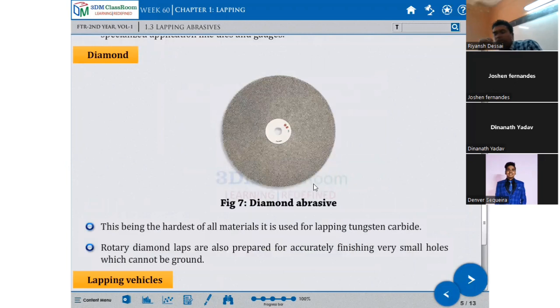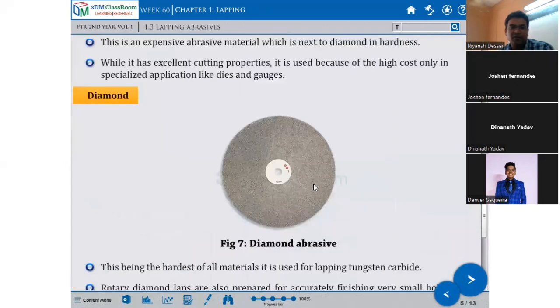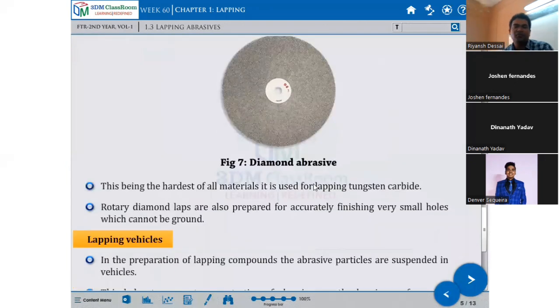Then we have the next abrasive particle, called diamond abrasive. This being the hardest of all materials, it is used for lapping tungsten carbide. Suppose there is a tungsten carbide metal, very hard. Mostly it is used for cutting other metals, as are high speed steel and tungsten carbide. So it is used for cutting other metal, MS or something.